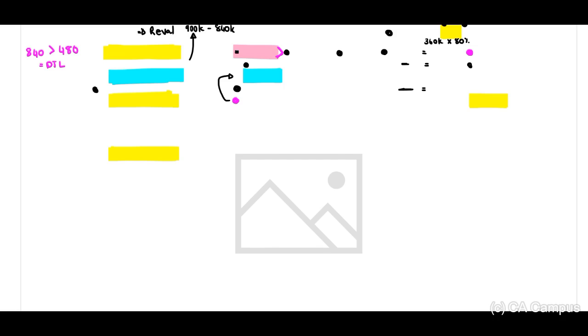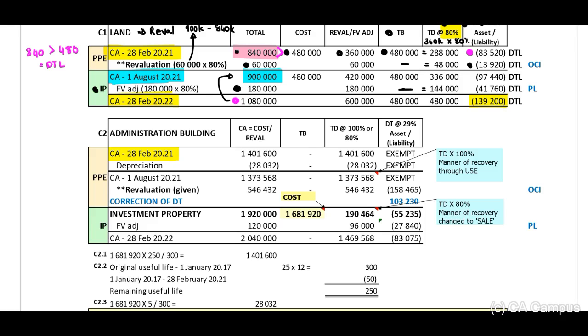Therefore, we are able to identify, when you look at the calculation C 2.1, 1681920 divide by the 300 months times 50, and we will be able to calculate carrying amount of 1401600, 1401600 for accounting purposes. But what will the tax base be?